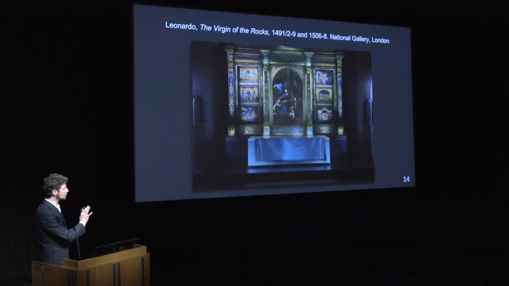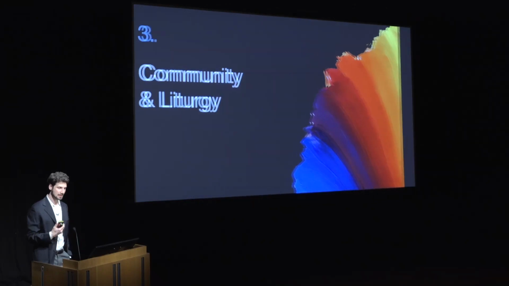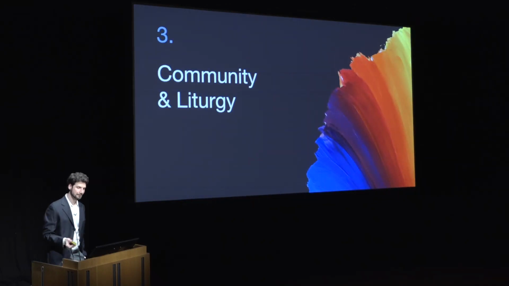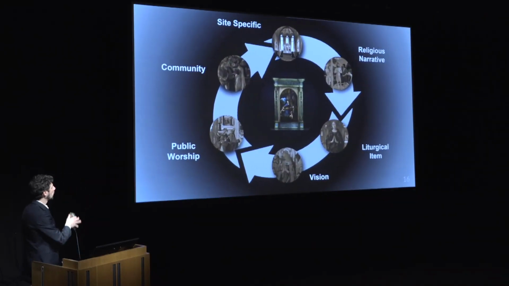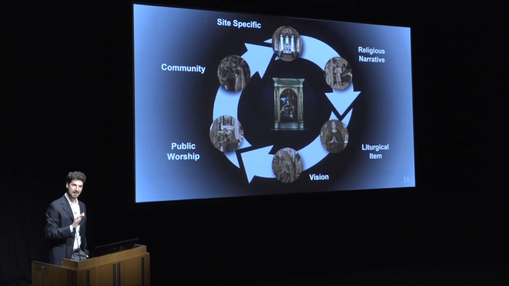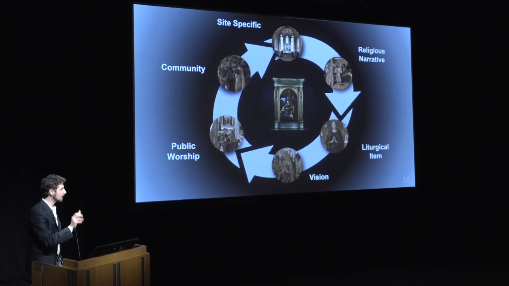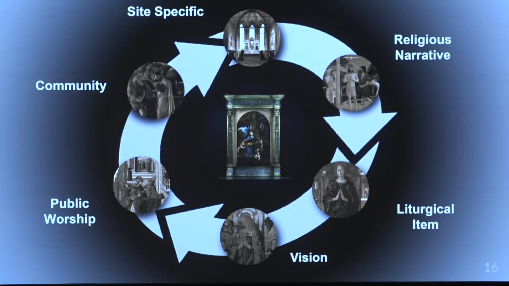Right, we'll leave the Virgin of the Rocks there for a moment. I will go back. We try to understand the other aspects related: community and liturgy. So, if in our solar system we now have the Virgin of the Rocks in the middle, we need to try to understand how all these different elements work together. So we know already that it was a very specific site, a chapel in San Francesco Grande. We know there was a sort of religious narrative. I will go back to this point.